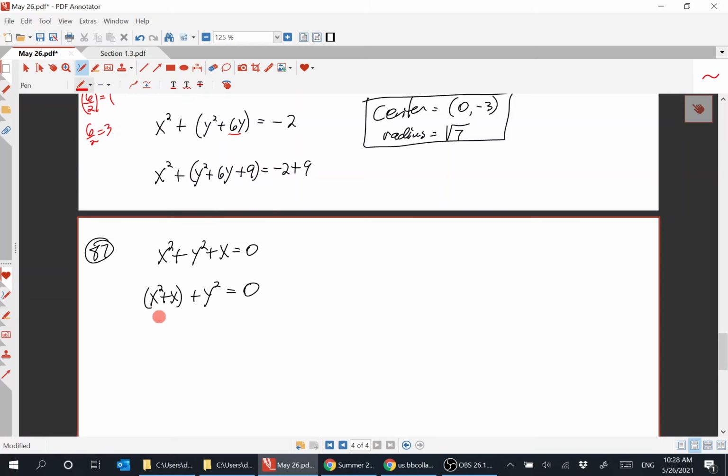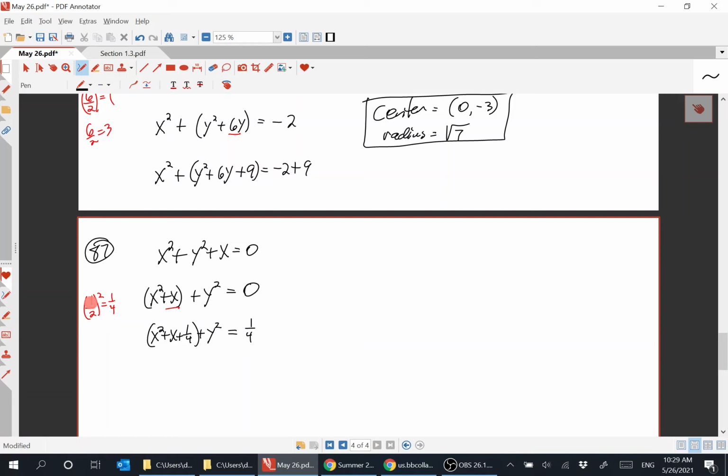The coefficient of the x is a 1. Okay, so take that coefficient, divide by 2, and square it, and you get 1/4. Right, 1/2 times 1/2 is 1/4. So you add 1/4 to each side of the equation. Add 1/4 to each side in order to keep the equation balanced.